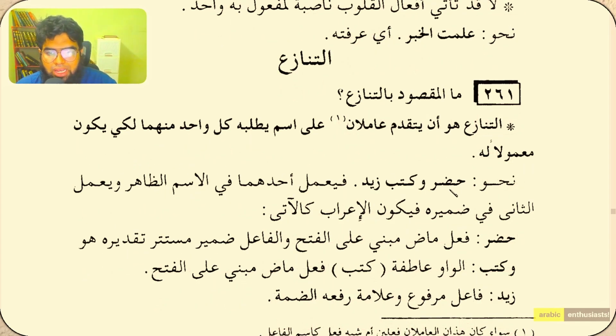For example, حضر وكتب زيد. So حضر also wants a fa'il. حضر is an عامل, it's a fa'il. And كتب also wants a fa'il, زيد. So which one is it? Is it كتب زيد? This is the closest one, or is it the furthest one? ويعمل أحدهما في الاسم الظاهر ويعمل الثاني في ضميره. Because حضر, if you say, okay, there's a huwa there, then the problem is you're bringing a huwa before Zayd, right? So there's a problem here.